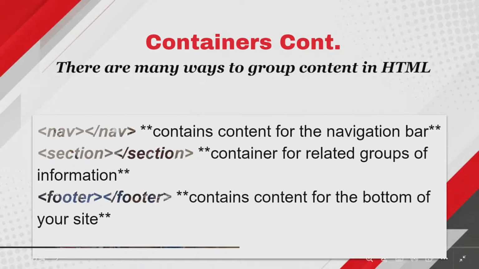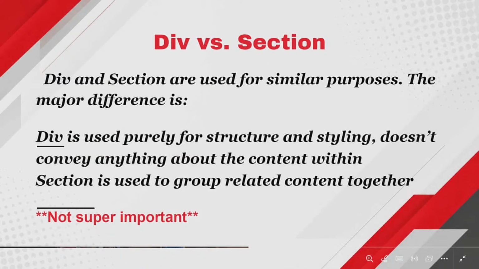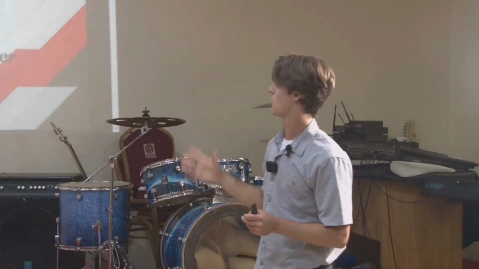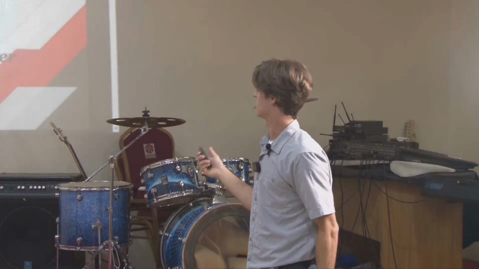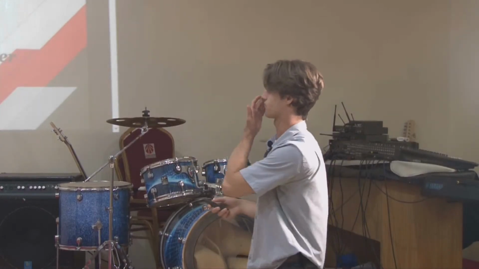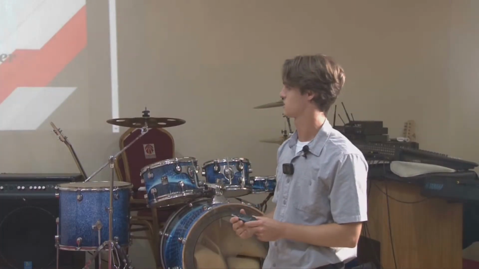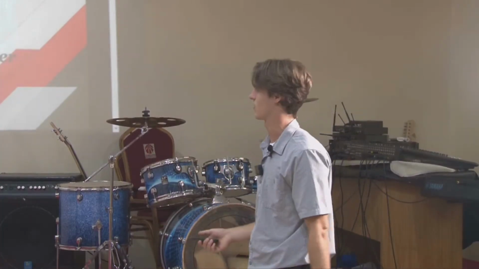And so, like I said, div and section are very similar. This is not super important. Div is just used for structure and for styling. It doesn't necessarily mean that the content within it has anything to do with each other. It's just for styling purposes. Whereas you're going to use section only for content that is connected and content that is relationally relevant to each other. This is not super important. I'm not going to expect you guys to use sections today. I just wanted to communicate that difference.